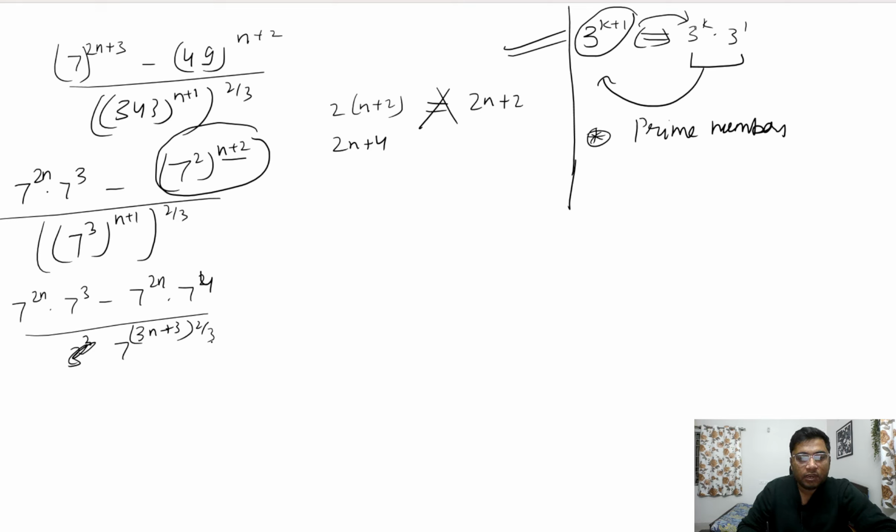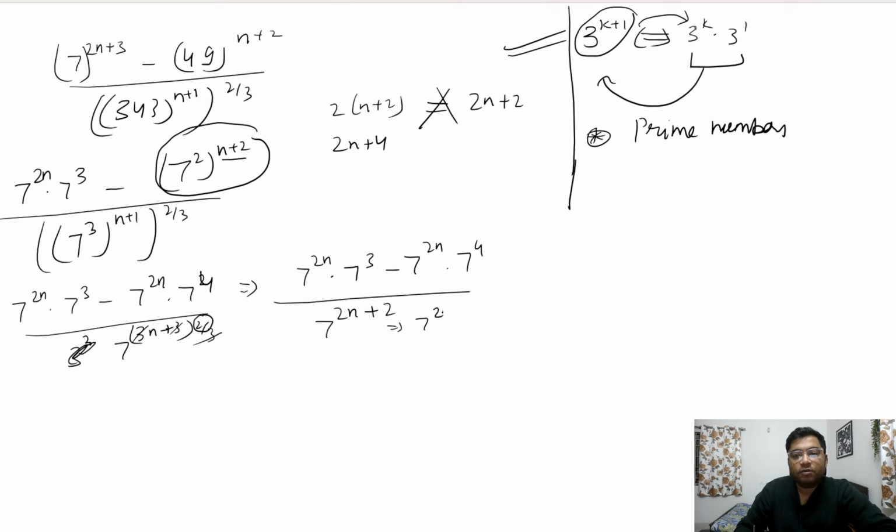Remember, the 3 in the denominator will cancel the 3 in the numerator. So what we will get is this: 7 to the power 2n, 7 to the power 3, minus 7 to the power 2n, and 7 to the power 4, upon 7 to the power, so 3 and 3 will cancel. And 2 is still outside. Remember that. So that 2 will multiply to n plus 1. It will become 7 to the power 2n plus 2, which eventually is 7 to the power 2n times 7 to the power 2.